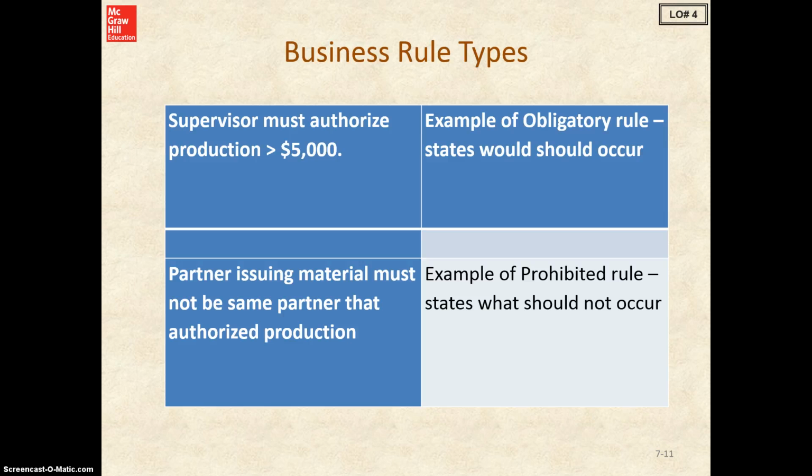Business rule types. Supervisor must authorize production greater than $5,000. This is a sample of an obligatory rule, which states what should occur. An example of a prohibited rule states what should not occur: the partner issuing material must not be the same partner that authorized production.